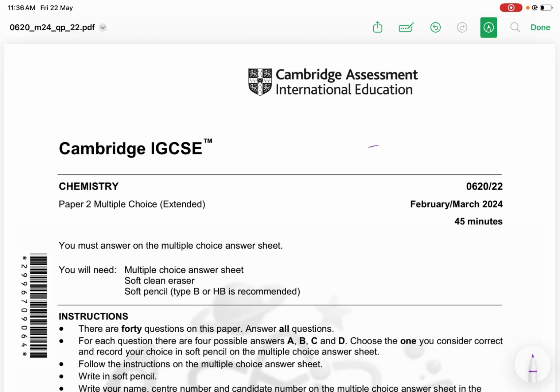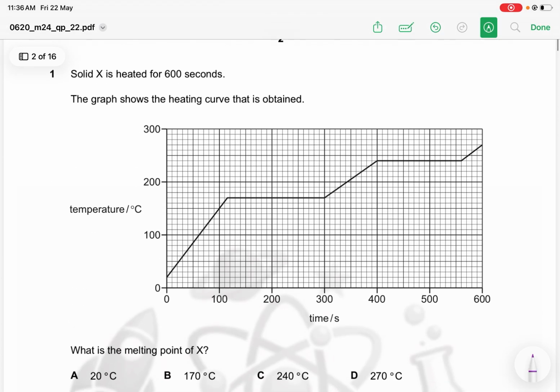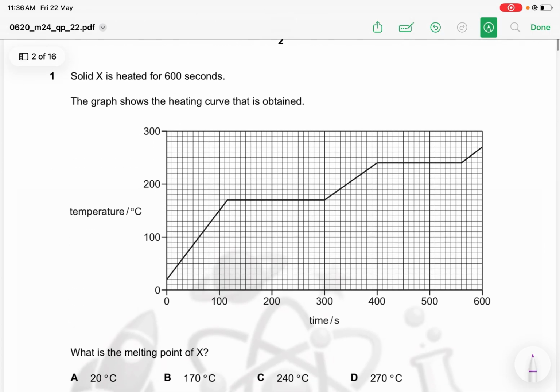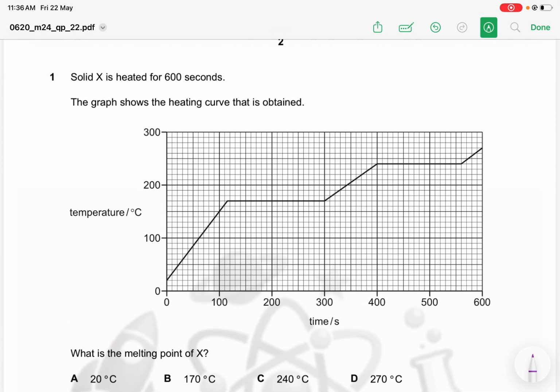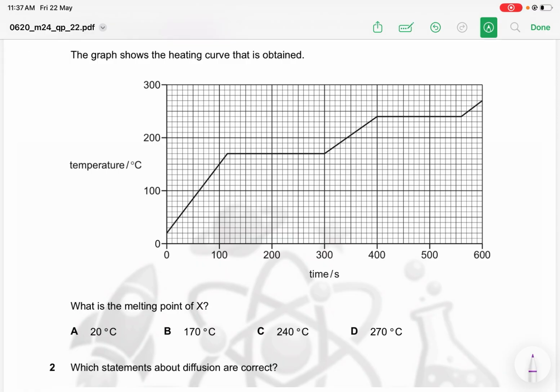Hello everyone. Today we are going to solve Feb March 24 QP22, that is extended MCQ. So let's start. Question 1. Solid X is heated for 600 seconds. The graph shows the heating curve that is obtained. What is the melting point of X?